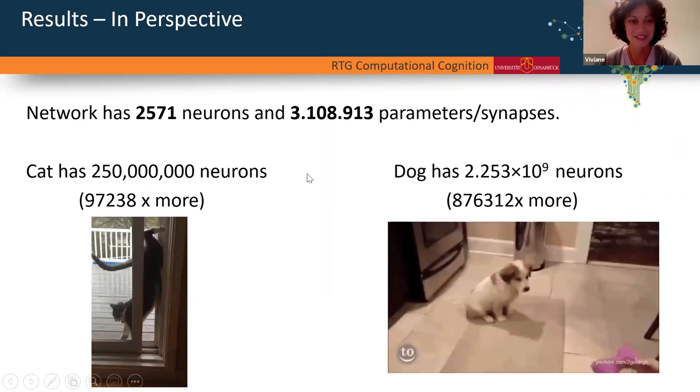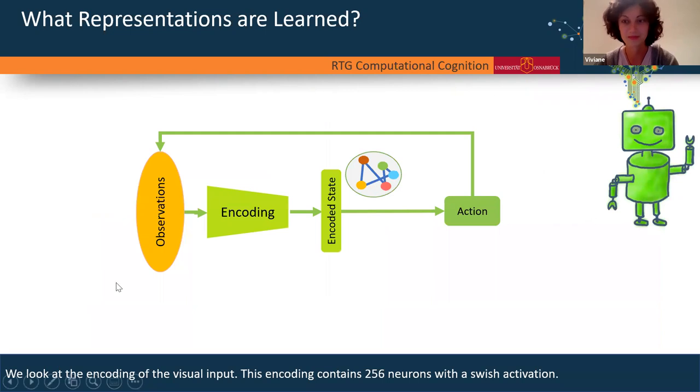All right. So that's the part on the behavioral aspect of the agent. And now to what the agent actually learns and how it represents the world. So, as I said, there's a closed loop between action and perception. We have the observations going in. They're being encoded by the neural network into an encoded state. This is what I'm mainly looking at, what information is in the encoded state. And then this encoded state is used to decide on the next action, which is then executed and determines the next observation. And the observations have a dimensionality of over 84,000, and the encoded state then contains 256 neurons. So there's quite a lot of reduction in dimensionality. And these 256 neurons that encode the visual input are what I'm mainly looking at.